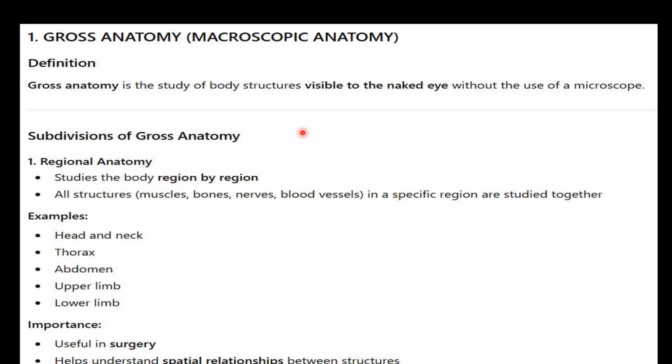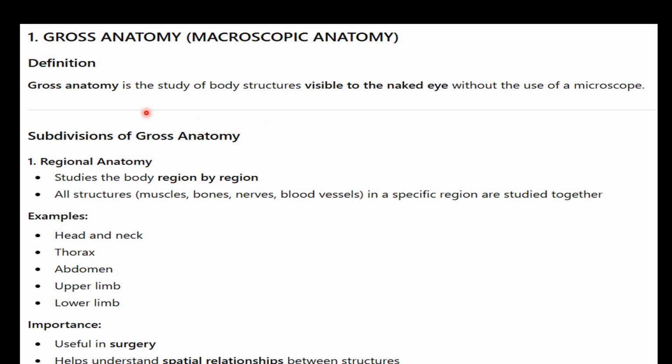All right, so now let's get started. In this session, we will proceed in the very same way. Firstly I'll explain the definition, then we will talk about the subdivisions of gross anatomy, and in the end we will take interview questions as well, that will help you to recall your concepts and also help you to prepare well for interviews and jobs.